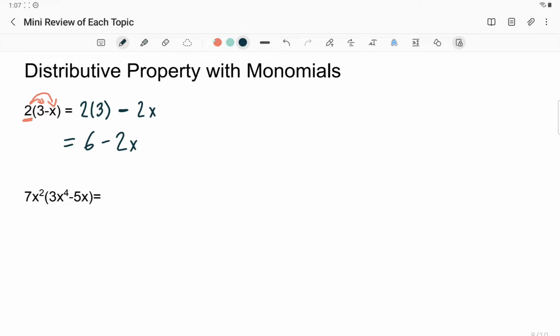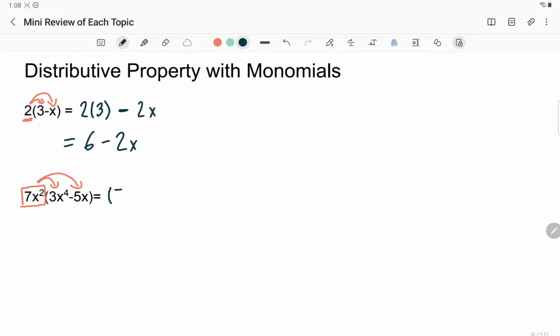Now with monomials, well, nothing really changes. We just have to be careful that we're going to be multiplying a little bit more complicated parts. So we start with what's in front of the brackets. In this case, we have to look at the full term, so the full 7x squared. That's going to be multiplying by the first part in our brackets, and then the second part in our brackets.